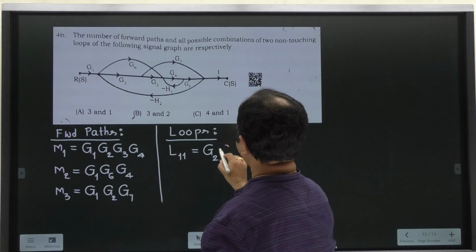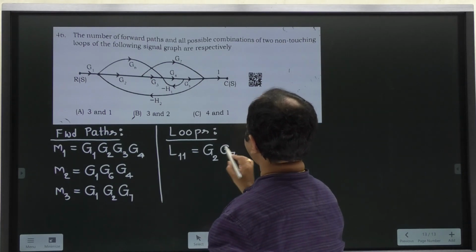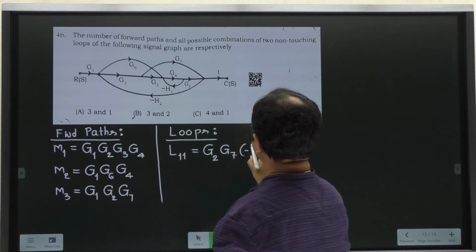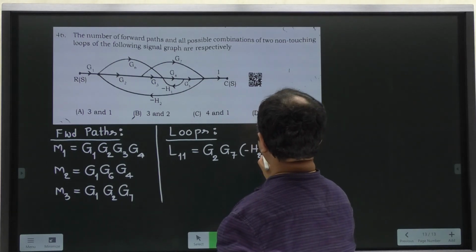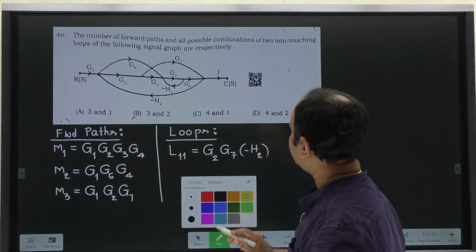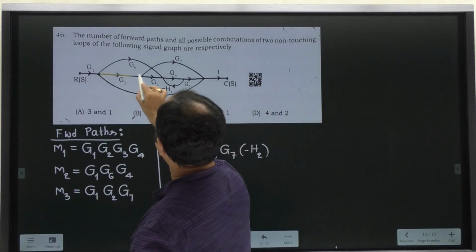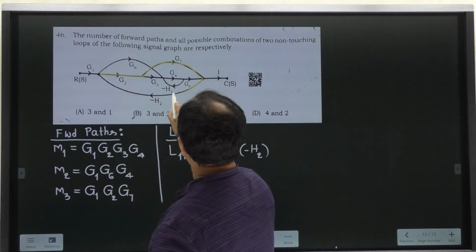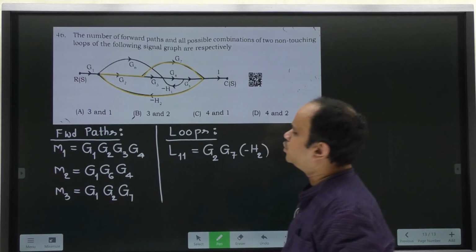G2, G7 and minus H2. Let me show with another color here, this one. This is one loop. Okay.